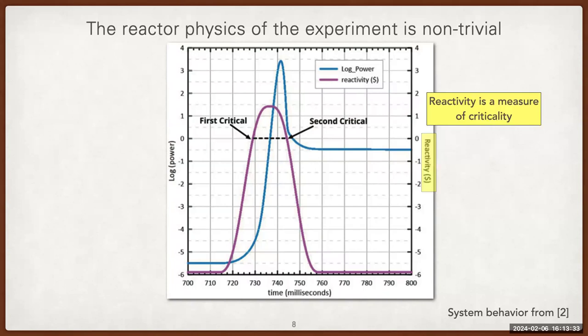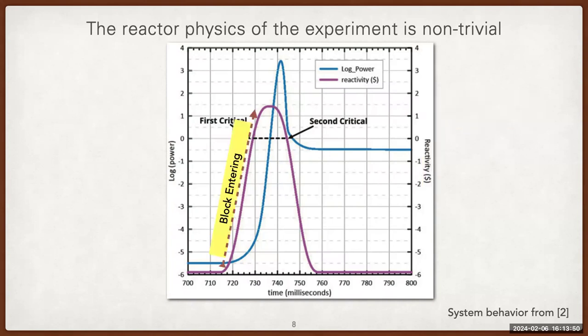So reactivity is a measure of criticality. Basically, when your reactivity is zero, the system is critical, or the chain reaction can continue itself. And this purple curve here is that criticality. As the block is entering the fuel on the table, we see that the criticality goes up, and then eventually at this point here, it's first critical, where the chain reaction first sustains itself.